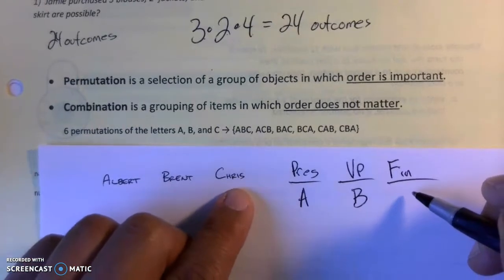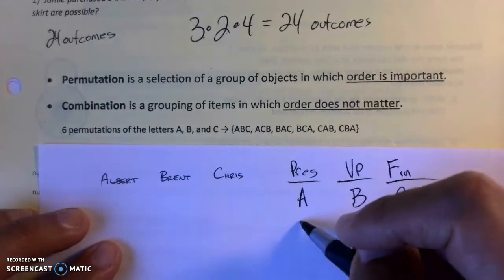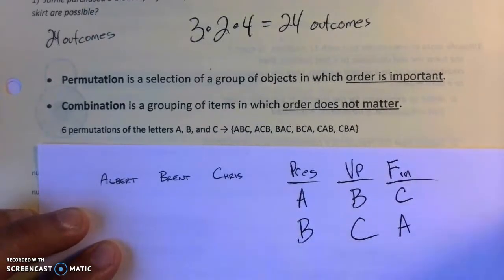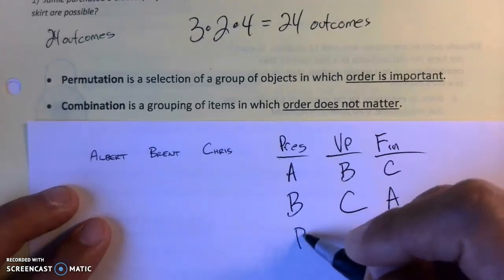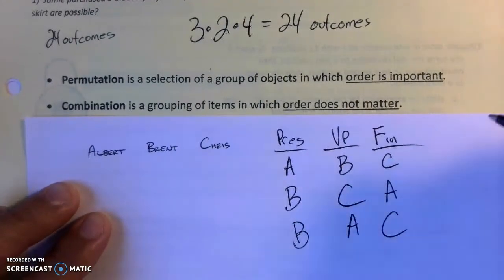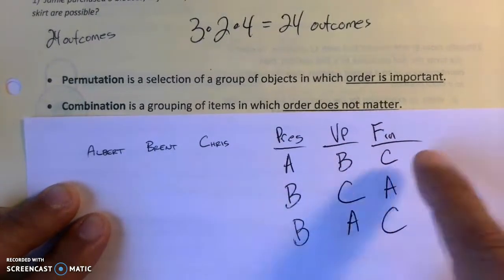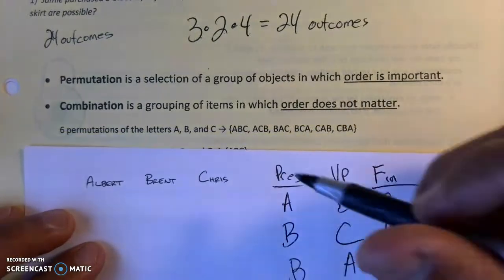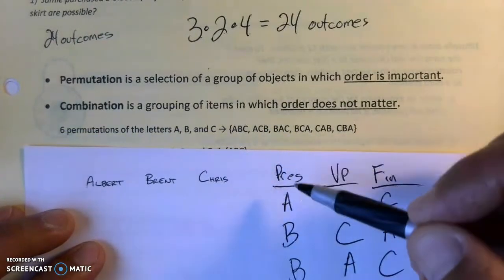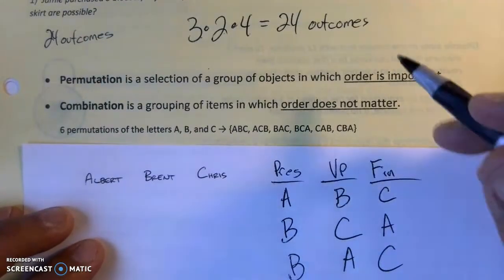B, Brent is the vice president. C, Chris is the finance guy. That is totally different than Brent being president, Chris being the vice president, and A being the finance guy, which is different than Brent being the president, then Albert is the VP, and C is the finance guy. So this is permutation, where the exact order is important. And so they show all the different permutations that are going on here, where president is the first person, second person is vice president, the third person is the finance guy.